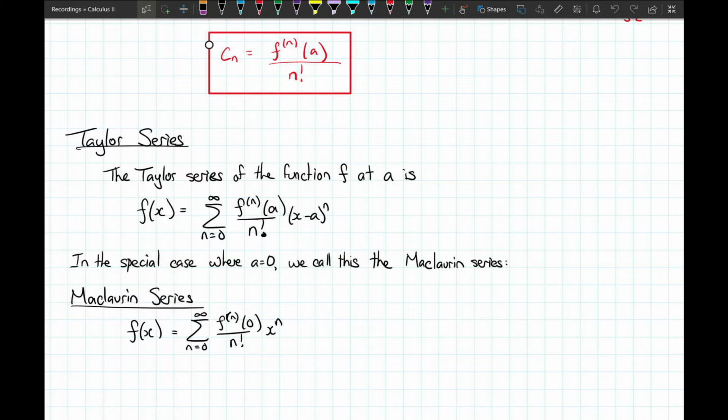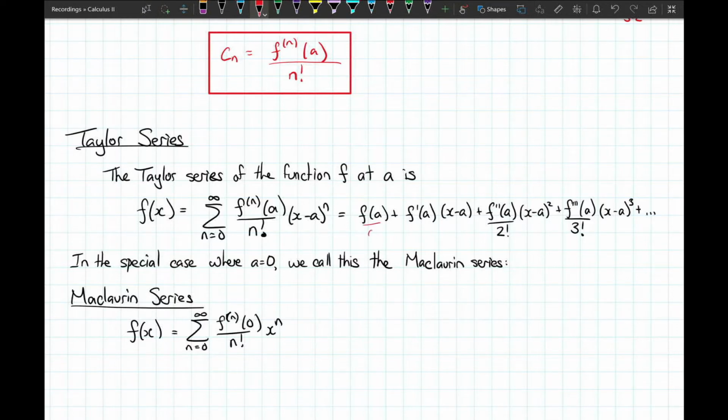Now, if you really wanted to take a look at what these look like when they expand out, the Taylor series expansion would be f of a plus f prime of a times x minus a plus f double prime of a over 2 factorial times x minus a squared plus f triple prime of a over 3 factorial times x minus a cubed, and so on. And here you can see that the first two terms are actually over 0 factorial and over 1 factorial, but 0 factorial and 1 factorial both equal 1 by definition.